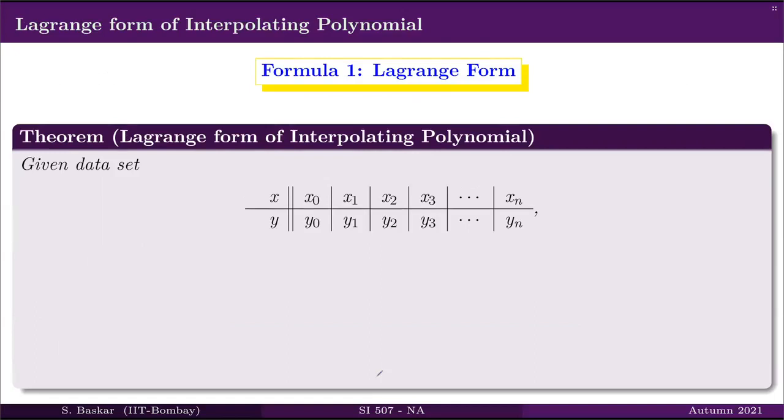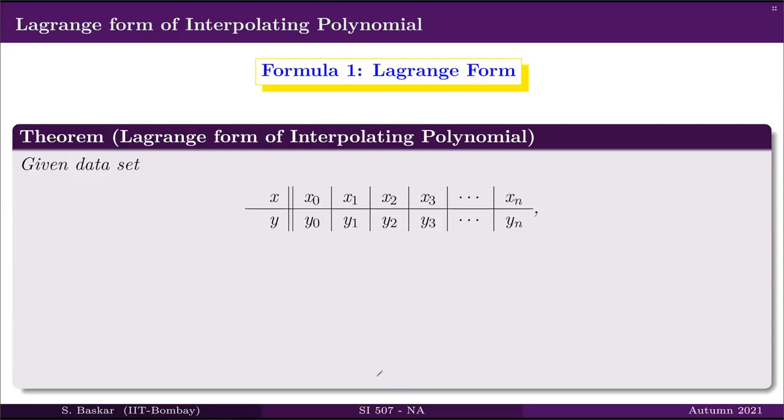One way of doing it is using the Lagrange form of interpolating polynomial. Another is Newton's form of interpolating polynomial. Note that whether it is the Lagrange form or Newton's form, finally the interpolating polynomial will be the same because of uniqueness. It is only the way we construct it that differs, but the final answer is the same. Let us take up the Lagrange form of interpolating polynomial.